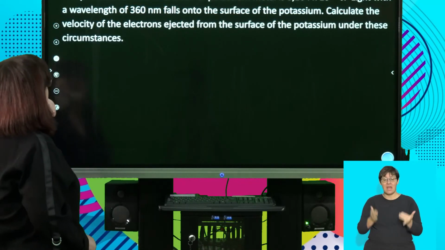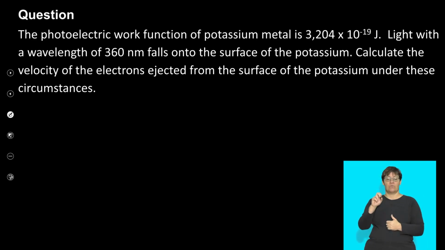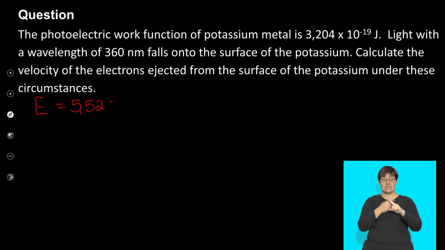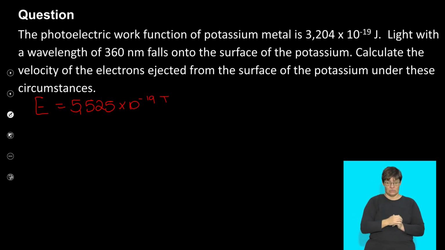And now they say calculate the velocity of the electrons ejected from the surface of the potassium under these circumstances. You calculated the last question to help here. So we got that E was 5,525 times 10 to the minus 19 joules.